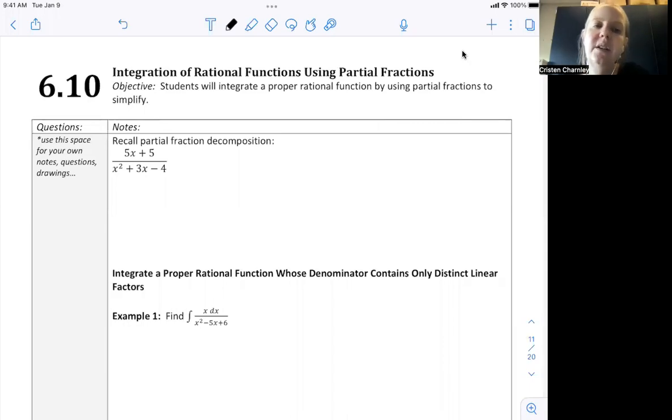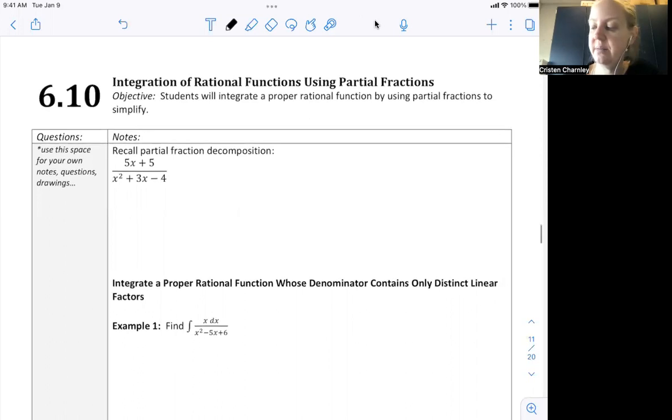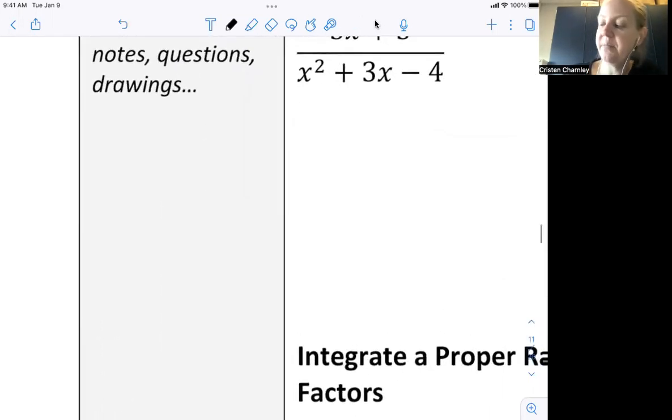Today we're looking at section 6.10, which is the integration of rational functions. This time we're using partial fraction decomposition, if you remember from pre-calculus. But before we jump into that, where does partial fraction decomposition come from?